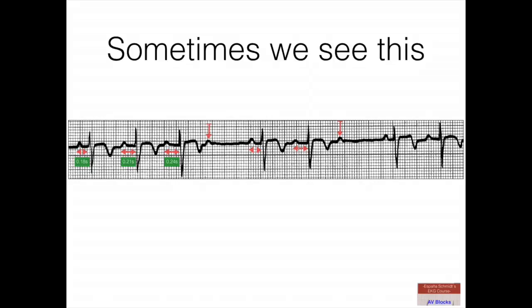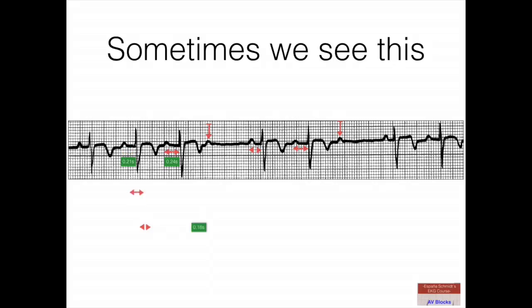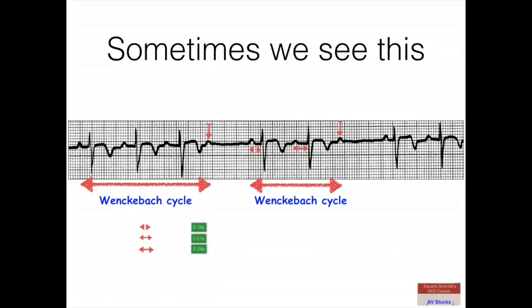As you can see, the PR intervals are always increasing, and it's easier to see if we put all the PR intervals one above the other or one below the other. Then this is called a Wenckebach cycle, and the name for this is Wenckebach phenomena. So this is the first Wenckebach cycle and then a second Wenckebach cycle here.